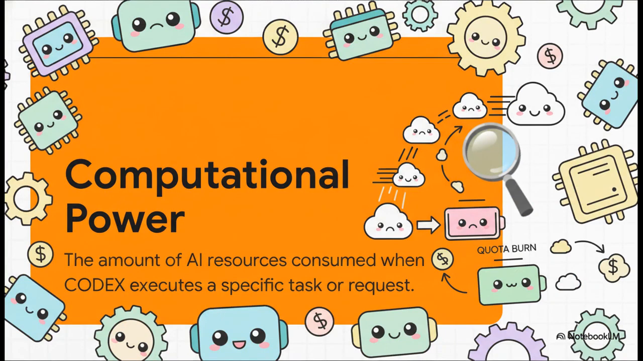Now, let's actually shift our focus away from job titles for a second. Because it's not really about what's on your business card, it's about the hidden variable of what you're actually asking the AI to do on a daily basis. To grasp this, we just need to briefly define computational power. Put simply, this is the amount of AI resources consumed when Codex executes a specific task. See, not all users burn through resources at the same rate. This is exactly why some workflows will just chew through your available Codex quota in a flash, while others barely even make a dent.